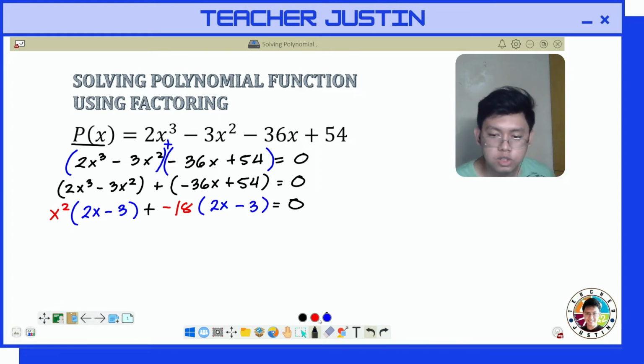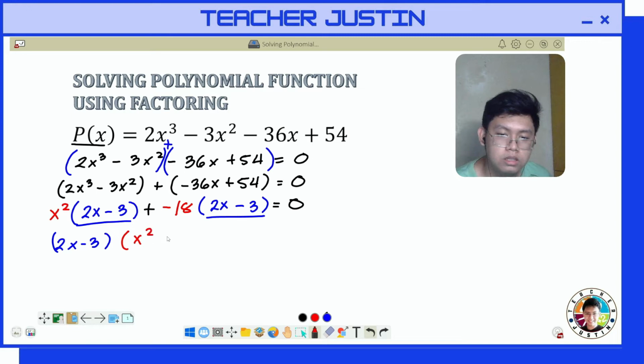Now, if we observe, we have a common factor, which is 2x minus 3. So, let's factor that out. We will have 2x minus 3 and divide each term by 2x minus 3, giving us the other factor, which is x squared minus 18.